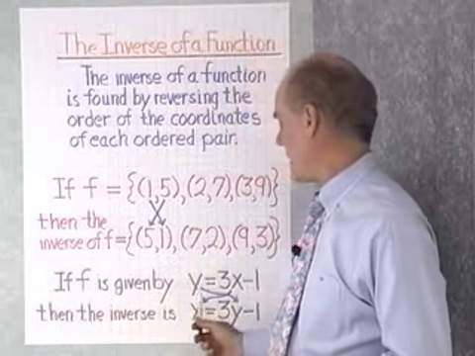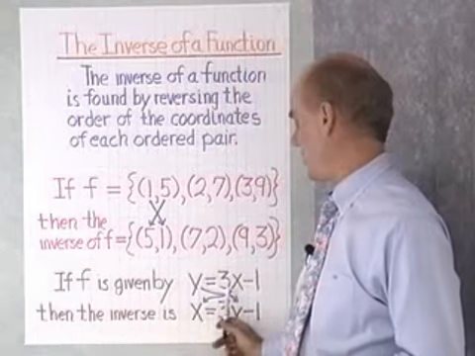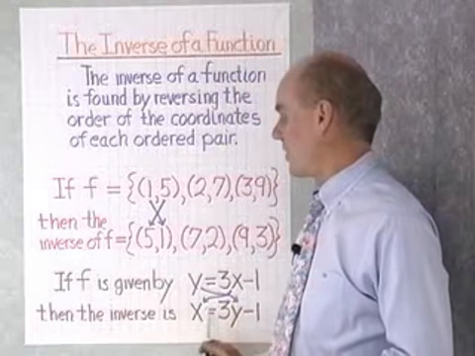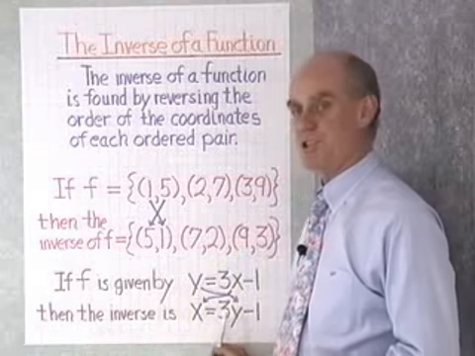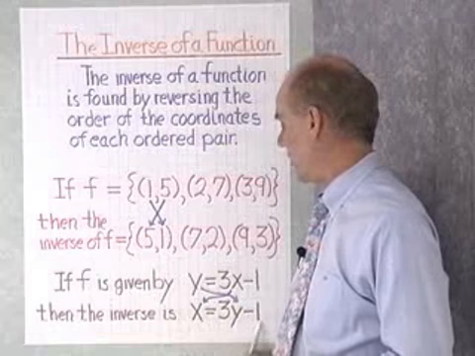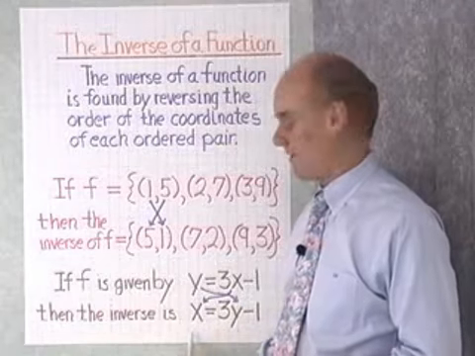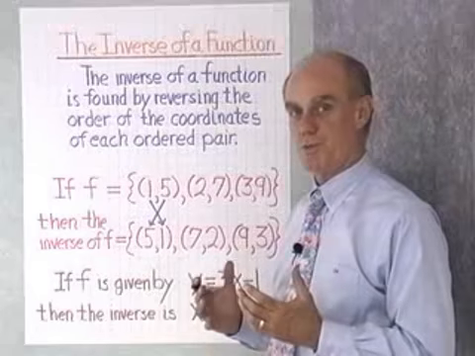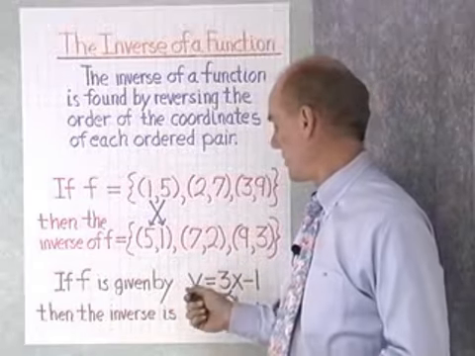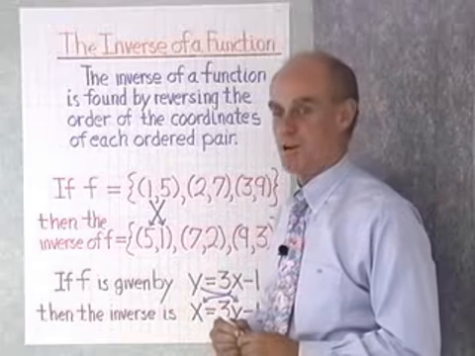Now, if f is given by, let's say, the equation y is equal to 3x minus 1, we can find the equation of the inverse by simply interchanging the variables x and y in the equation, and then we'll have the equation of the inverse of f. So x equals 3y minus 1 will give me ordered pairs in which the coordinates have been reversed from the ordered pairs in this original function right here.